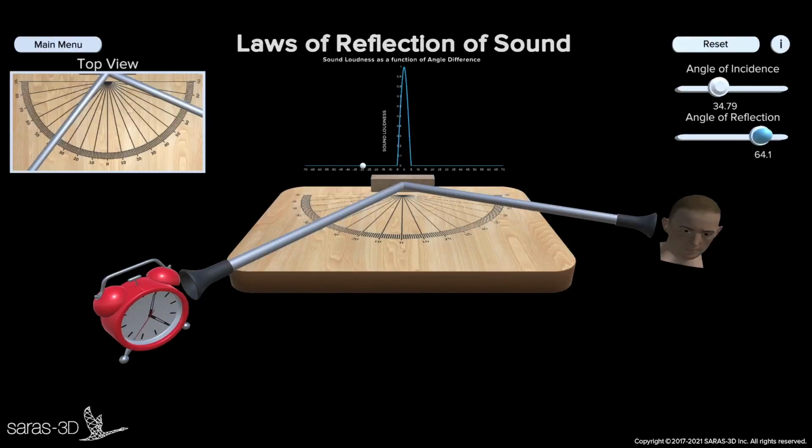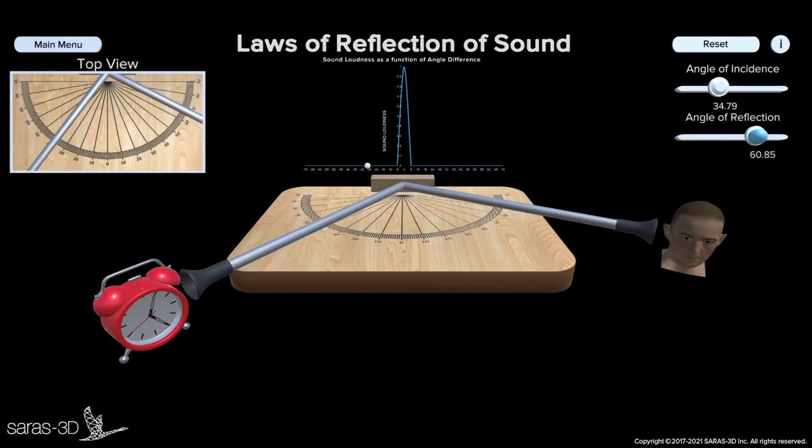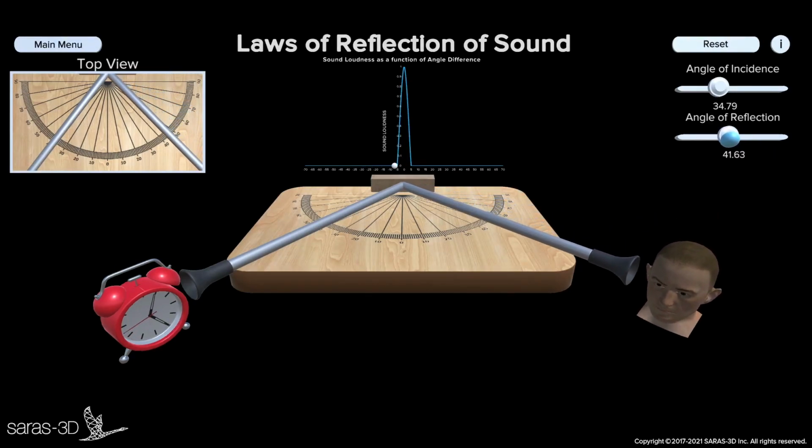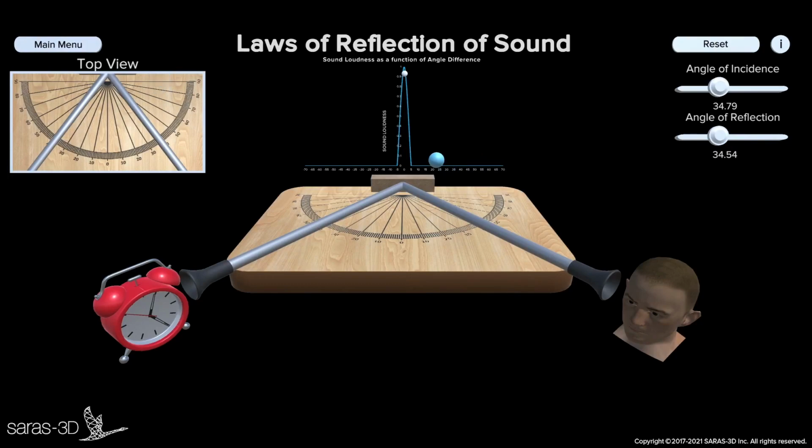So now we will bring this pipe such that it is close to the angle of incidence. Now when it is close to the angle of incidence, we can hear the sound clearly. That is because all the energy that is incident on the reflector is concentrated in this particular direction after reflection. So this takes us to the first law of reflection, which states that the angle of the reflected sound energy with respect to the normal is the same as angle of incidence.